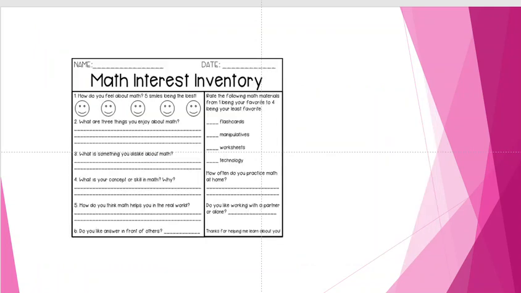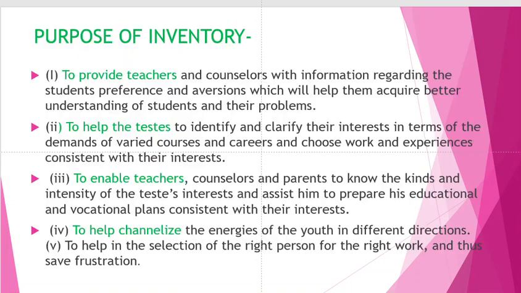Here you can see an inventory of maths as an interest inventory example, with the name of the student on the top and the date, and questions related to the interest in mathematics. How do you feel about maths? Five smileys, the best being the top. So if you have the interest, you select the good smiley, like this. So this is the inventory. Through this you know about the interest of the student.